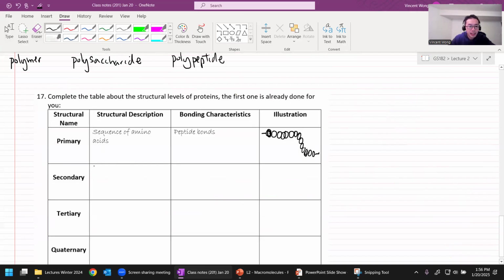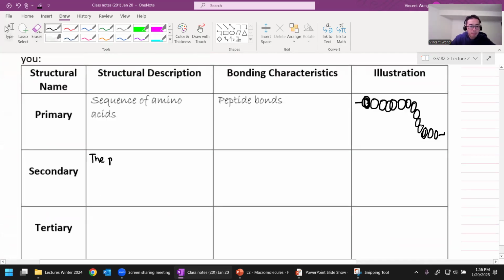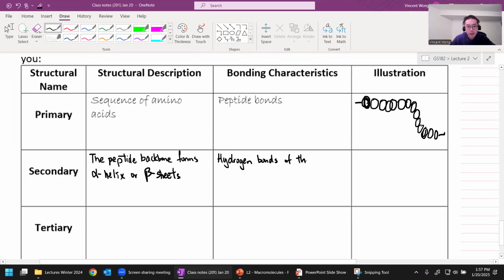Secondary. Okay, secondary is the peptide backbone forms alpha helix or beta sheets. Beta pleated sheets or beta sheets. And the bonding characteristic, what holds them together? It would be the hydrogen bond of the peptide backbone.